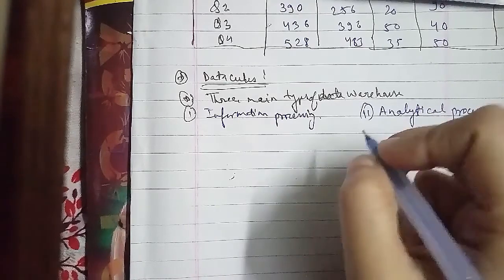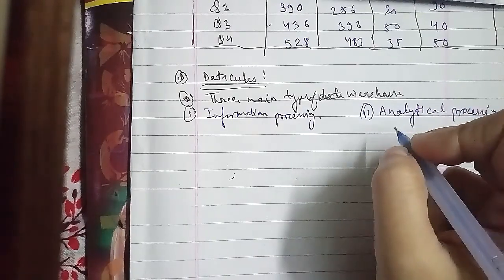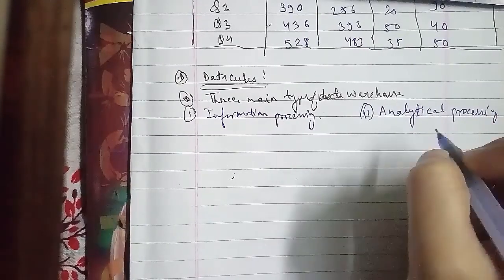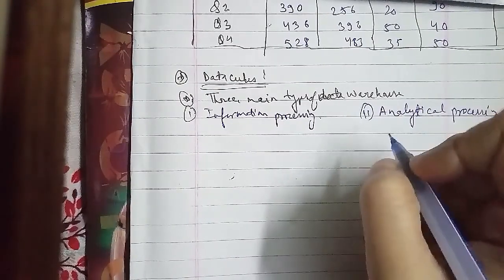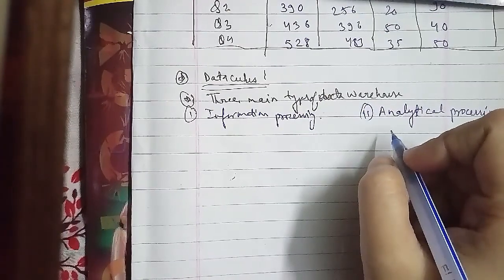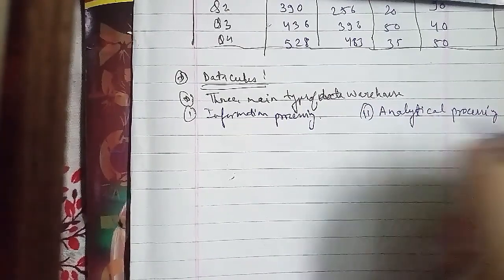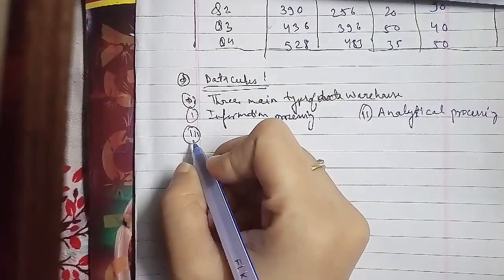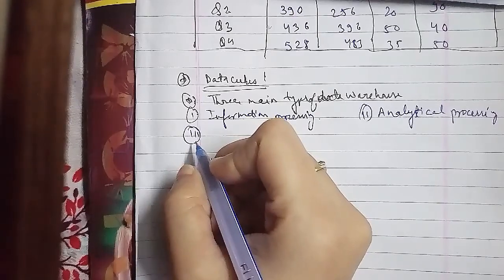The complex nature of OLAP applications requires a multidimensional view of the data. The type of data access in a data warehouse, an OLAP tool, can be classified as ROLAP and MOLAP. So let's go ahead with the third one that we have to discuss, and that is data mining.